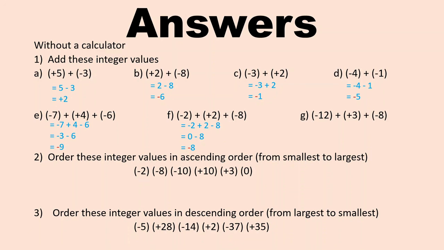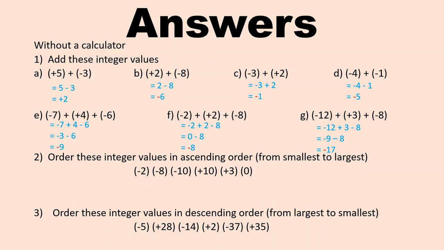Question G, negative 12 plus 3 minus 8. Negative 12 plus 3 will make that value less negative, but it will still be negative. You might want to try doing 12 minus 3 to see how much less negative it is. That's negative 9 minus 8. And if I start with a negative value and I subtract from it, my answer will become more negative, so that will be the same as 9 plus 8, 17, so negative 17.